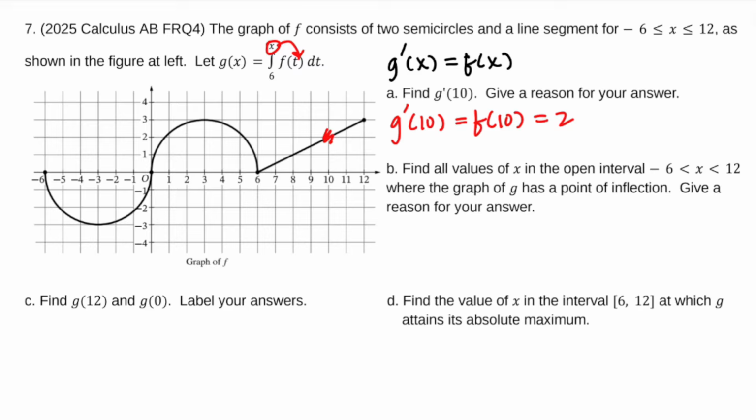So, finding all values of x in the open interval -6 to 12 where the graph of g has a point of inflection. Okay, it's going to be a sign change in g double prime. But I'm looking at the graph of f, which is also the graph of g prime.